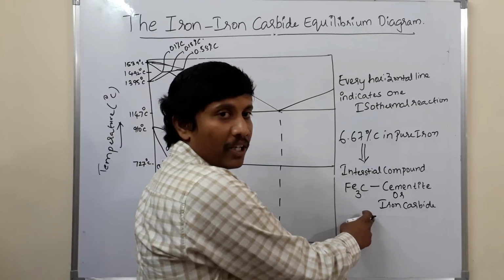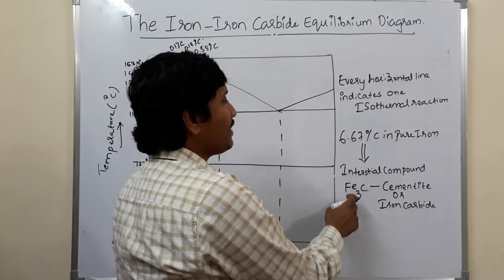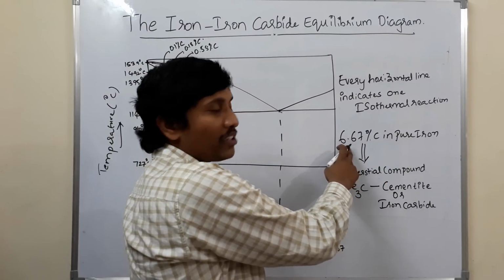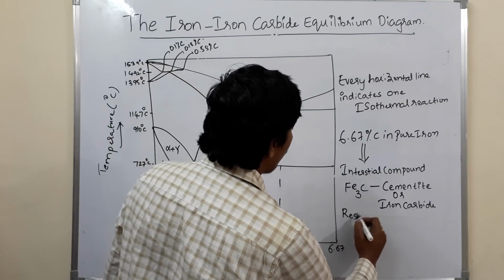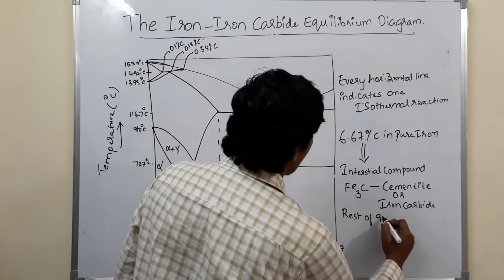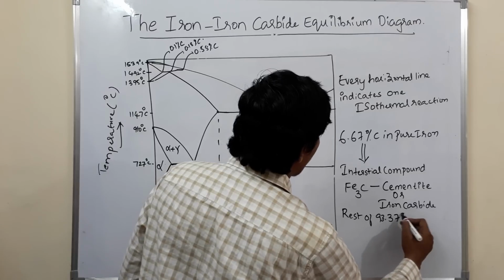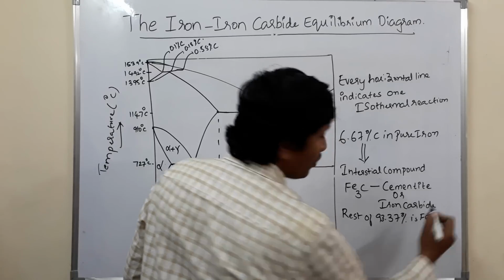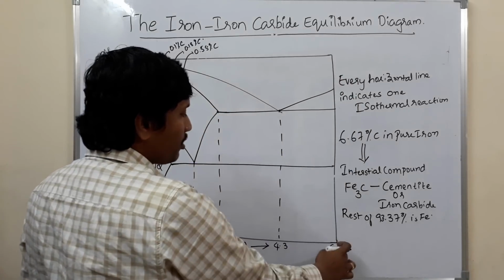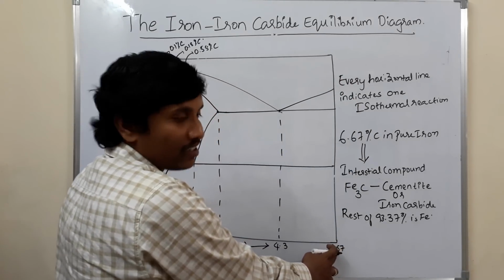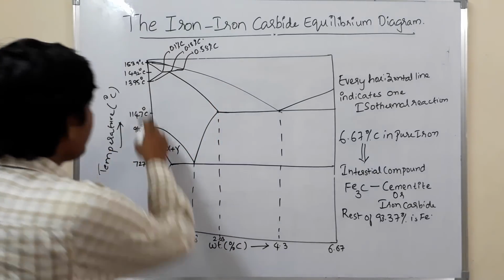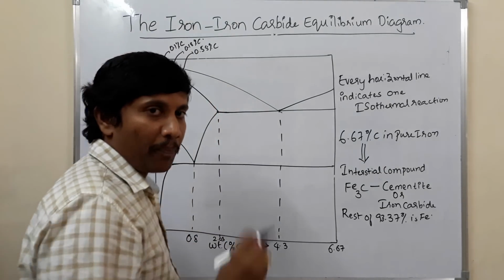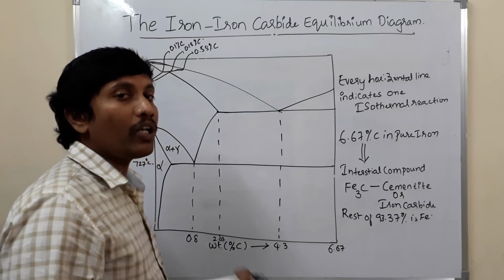So the percentage of carbon in cementite is how much? 6.67%. Rest all is iron. So rest of how much? Around 93.37% is iron. So this vertical line corresponds to cementite, that is 6.67% of carbon. And this vertical line corresponds to 0% carbon. It is called pure iron.